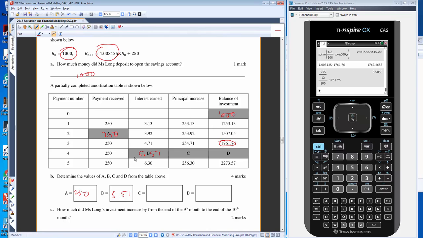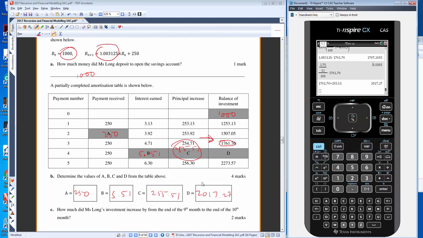Okay, so what we needed to do is actually add these two numbers together, because this is interest earned, not interest paid. A lot of you subtracted 5.51 from 250, but you needed to add it. So that's 255.51. And then what you're going to do is add this number to this number here to get this value here. So that would be 1761.76 plus 255.51, 2017.27. Okay, we did accept 2.26 as a correct answer as well, if you use the unrounded version of that. So that wasn't a rounding error, we just flat out accepted 2.26. Just be aware that that was fine.